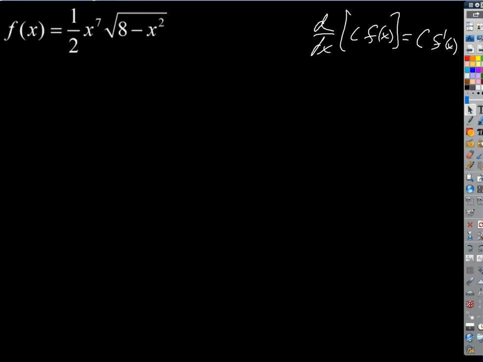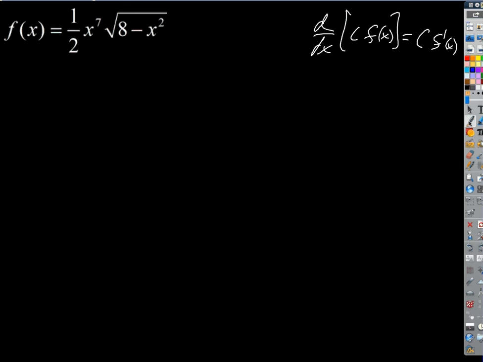The examples. So what about one like this? Now, we were just talking about how to deal with the constant, right? We got some options. We can group the 1/2 with the x to the 7th, and we can think of x to the 7th over 2 as our u, and then our v would just be the radical.